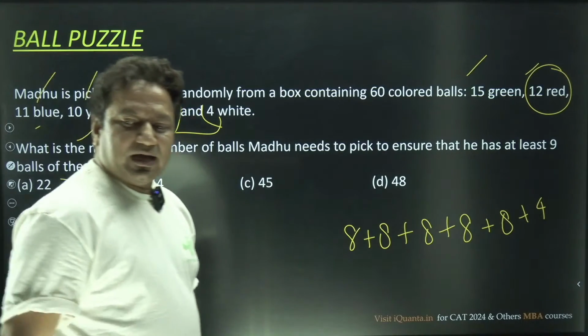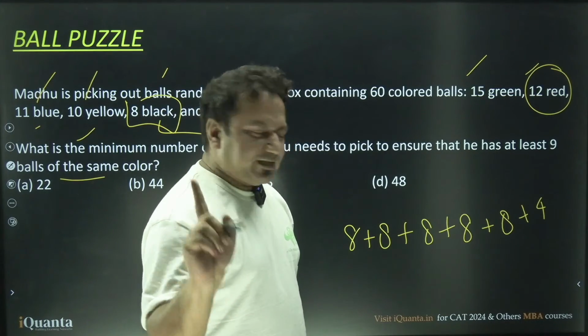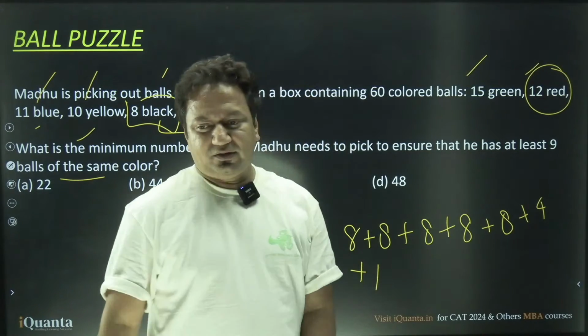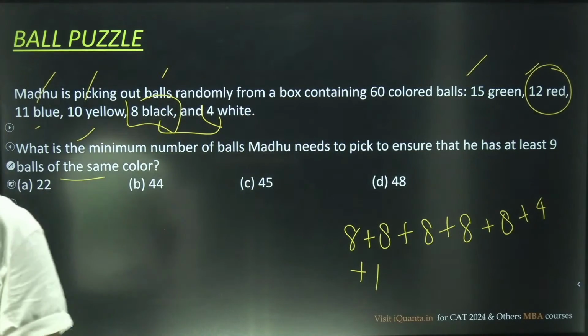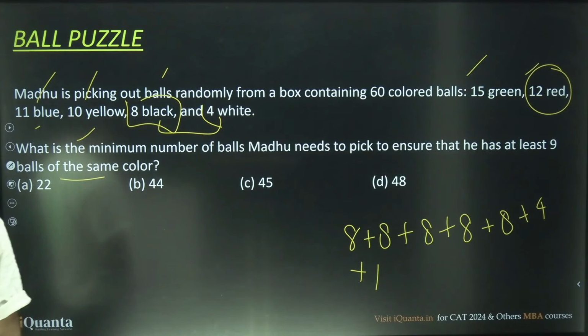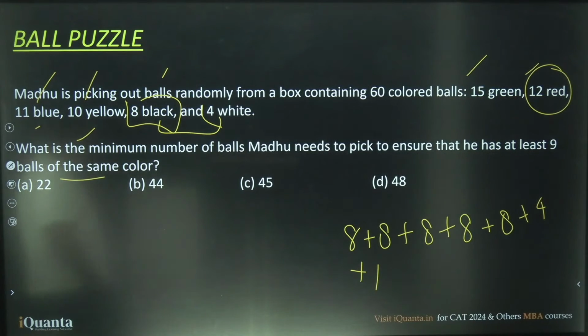So I will pick one more ball, just one more ball, and I'll ensure that I get 9 balls of one color. Got it, everyone? Understood? So whenever we have a question like this, for 9 balls, take out 8 of everything and afterwards add 1. That is how we do it. This is something which tells you how to think towards solving any particular puzzle. Pridhi, clear now?